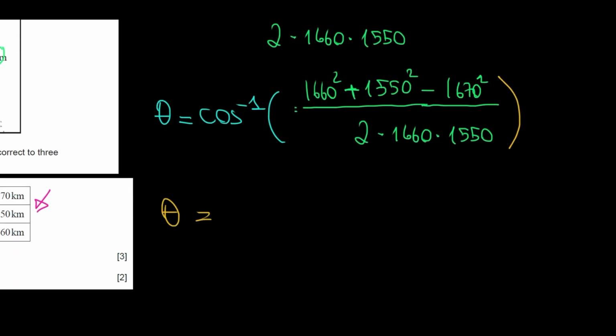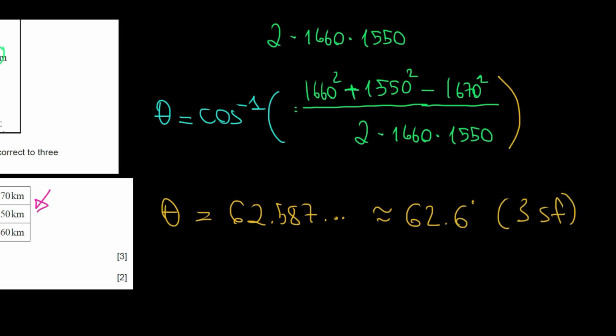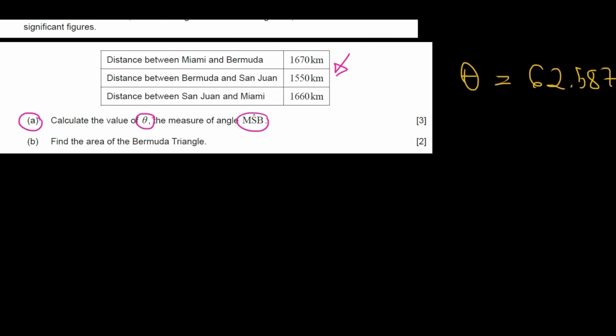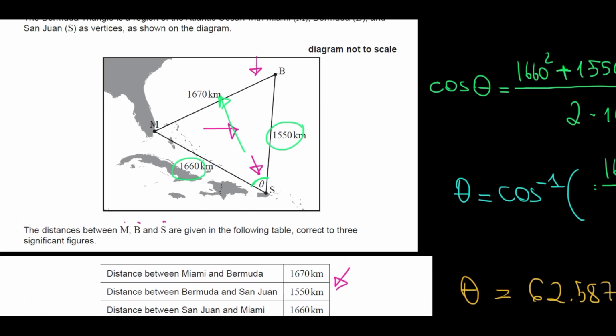And the answer would be 62.587, which would be roughly 62.6 degrees at 3 significant figures. Okay, so that's the first answer. And for the second question, they say the following. Question B. Find the area of the Bermuda Triangle. I'll go back to the diagram.